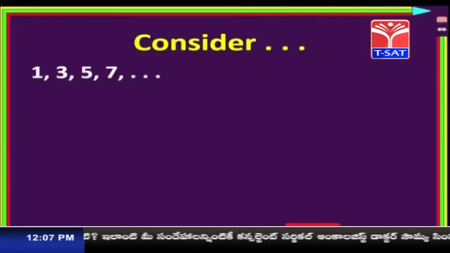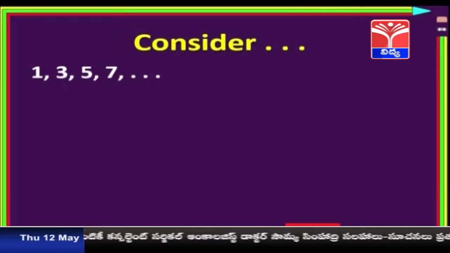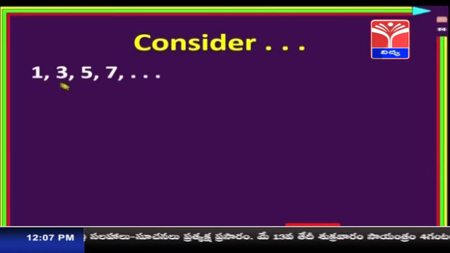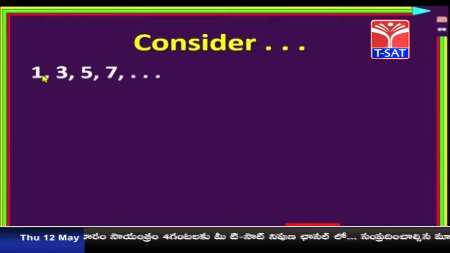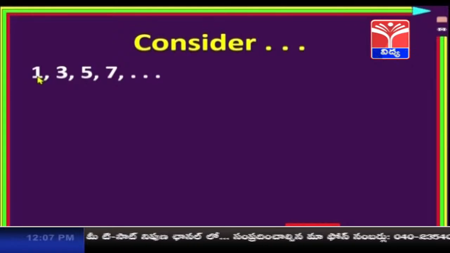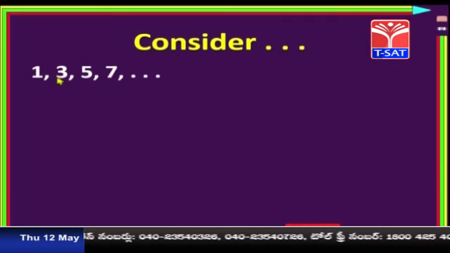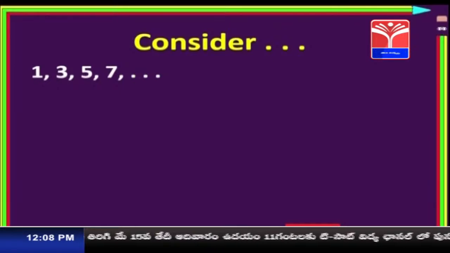Let us learn arithmetic progression in detail. First, we will see some examples. Here we have 1, 3, 5, 7. Students, observe, if we add 2 to each term, then we will get the next term. Here the starting term is 1. If we add 2, then we will get 3, then 3 plus 2 is 5, 5 plus 2 is 7. What is the next number? 7 plus 2 is 9, like that we can guess.